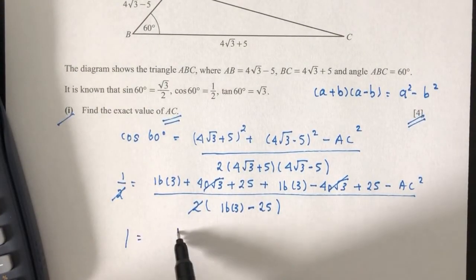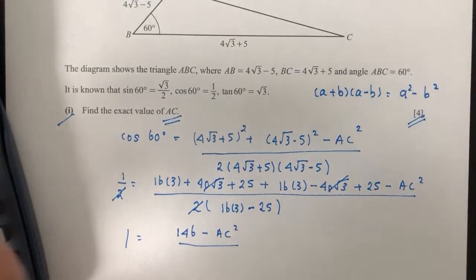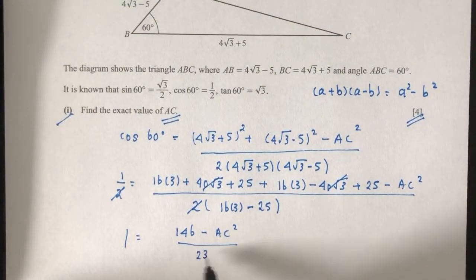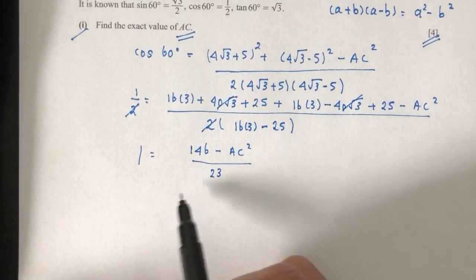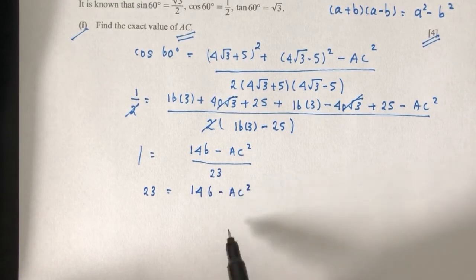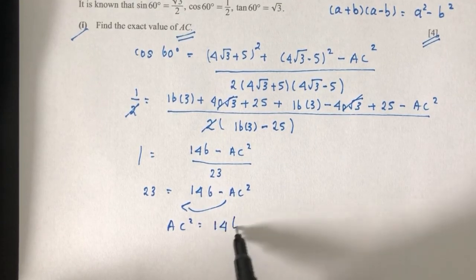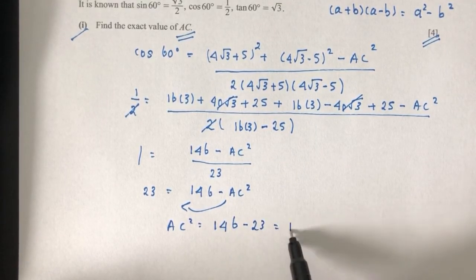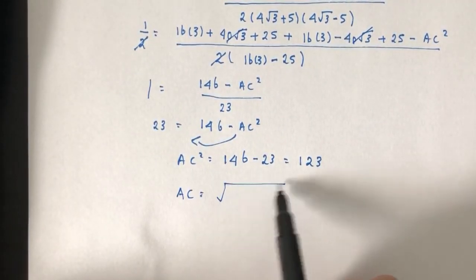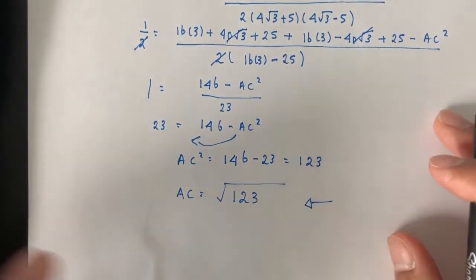So 1 equals 146 minus AC squared over 48 minus 25. That will be 23. So cross multiply, that will give me what? 23 equals 146 minus AC squared. So let's send this over here. That will be AC squared equal to 146 minus 23. That will be 123. So your answer will be AC equals the square root of 123. So that will be your exact value for AC. That is part 1.